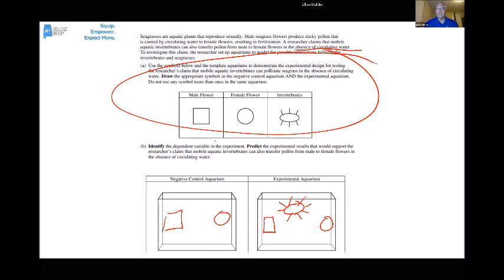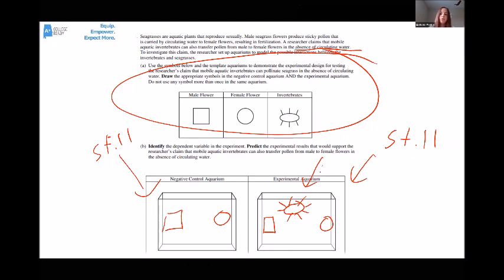And then the other part, predict the experimental results that would support the researcher's claim that mobile aquatic invertebrates can transfer pollen from male to female flowers in the absence of circulating water. So remember, in each of these aquaria, the water is still. There's no circulating water in either one. And we want to know what results would show us that it's the invertebrates here that are moving the pollen. Well, what would we expect to see in the negative control group? What would we expect to find a few days, a few weeks later? In the negative control group, what kind of results would we expect?